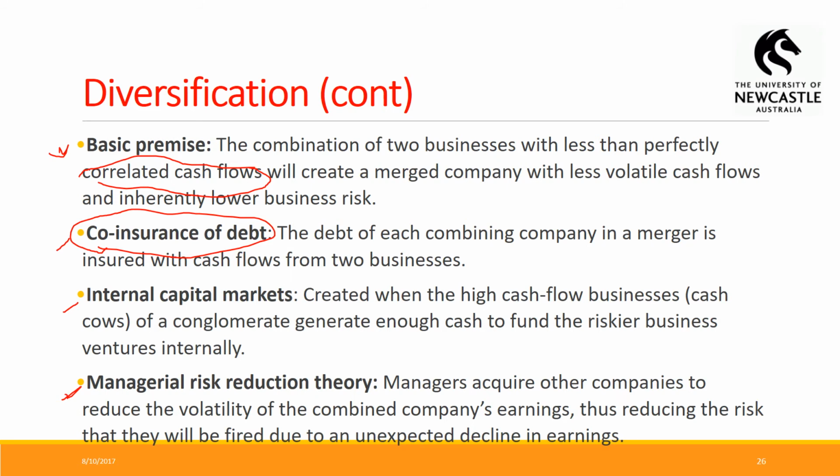Managerial risk reduction. So managers acquire other companies to reduce the volatility of the combined company's earnings, and therefore reducing the risk that they will be fired. Right?